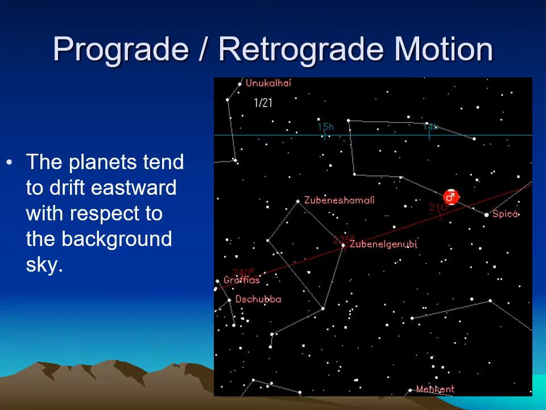But they noticed, particularly with Mars, that every now and then Mars would be going along, it would stop, and then it would drift westward in the sky, and then stop, and then go back eastward. And so this backwards motion we call retrograde motion. And so it was moving to the west. The normal motion was to the east.